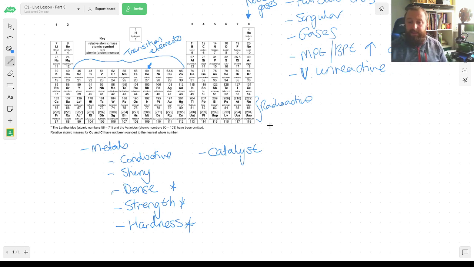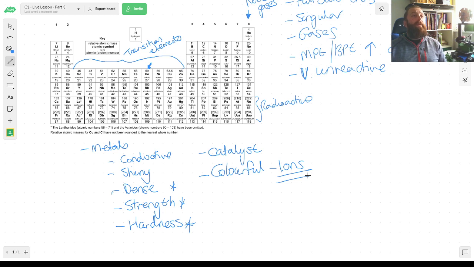So we've got this idea of our catalysts. Other interesting things about the transition elements that we need to be aware of, they're often colourful. Now, it's the ions, not the metals, that are colourful.